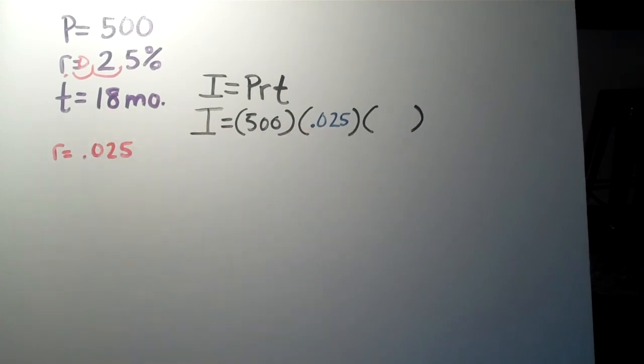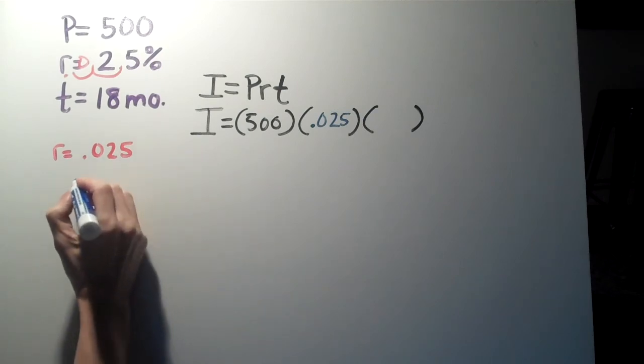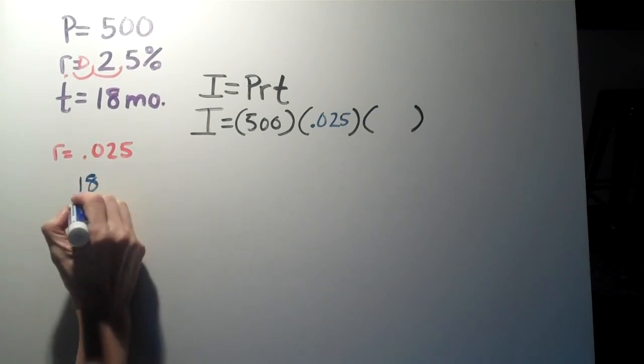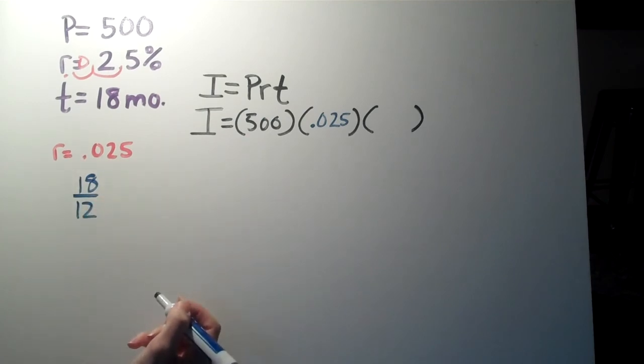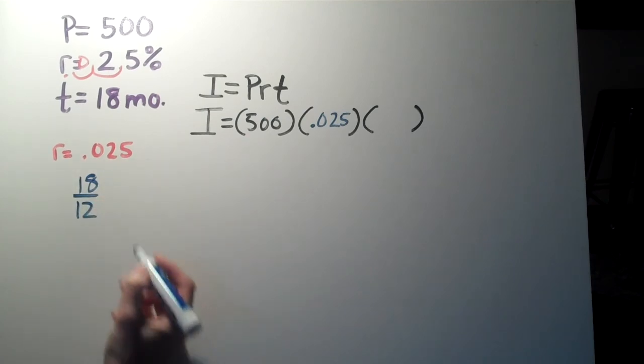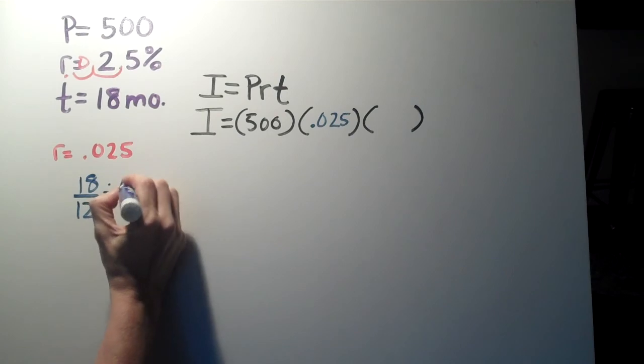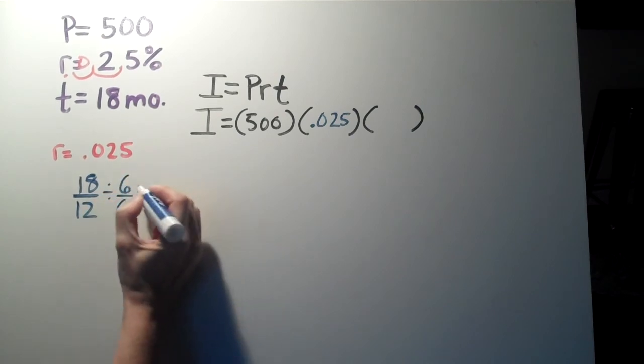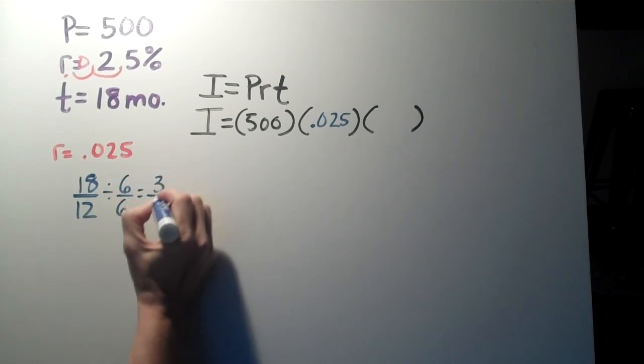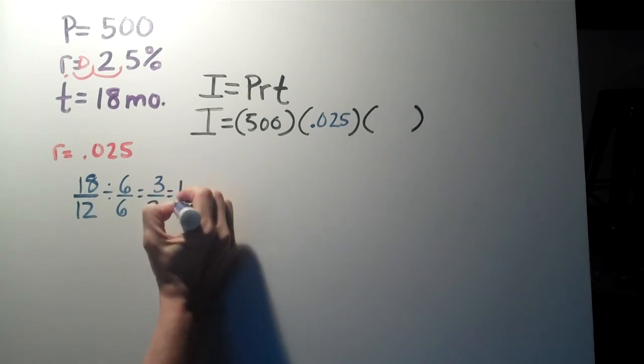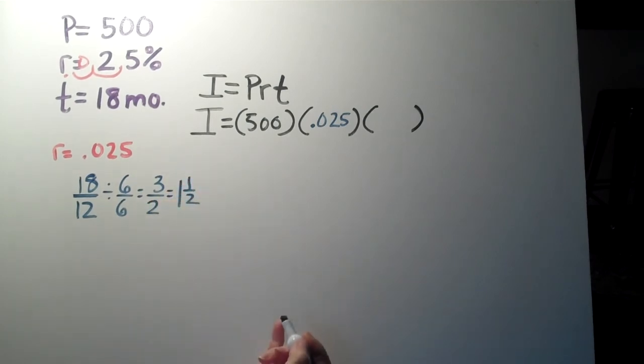Now the time is 18 months. Well, let's think about what we're doing here. 18 months means 18 over 12, right? That's what we said in the last slide. So 18 over 12, if I was to simplify that, I can get 3 over 2, which also means 1 1/2. Okay, well now that's easy.